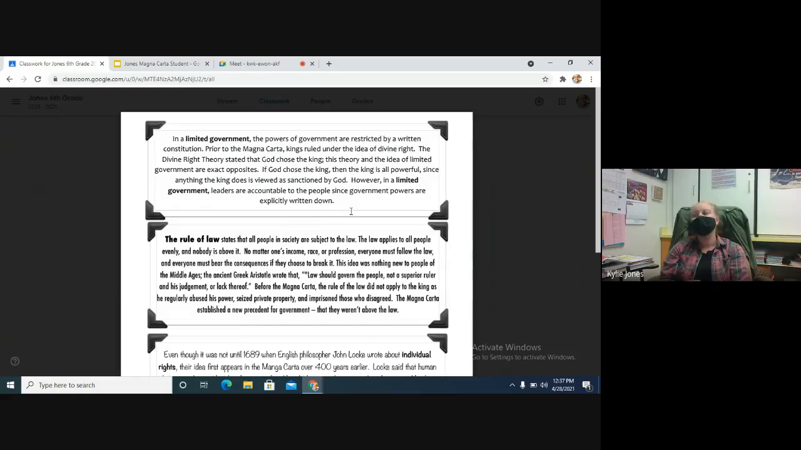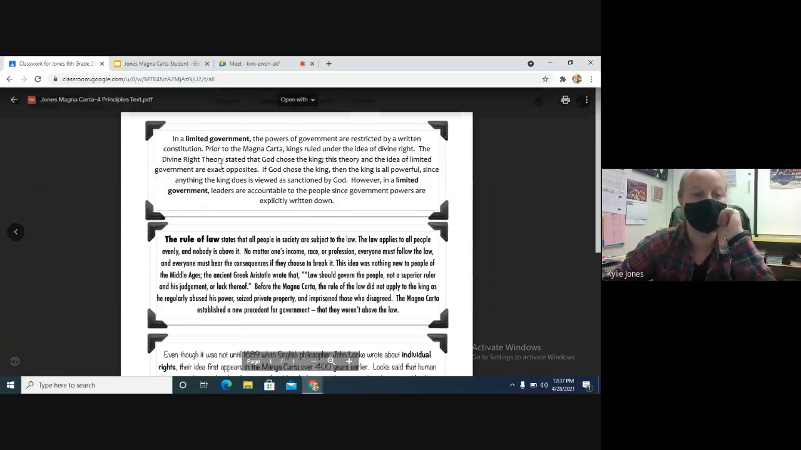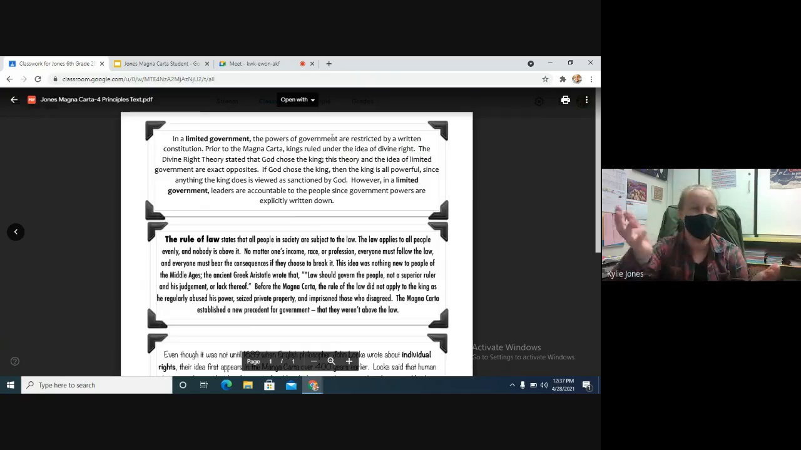So, first one, in a limited government, the powers of government are restricted by a written constitution. Prior to the Magna Carta, which is the document, kings would rule under the idea of divine right. The divine right theory stated that God chooses the king. This theory and the idea of limited government are the exact opposite. If God chose the king, then the king is all powerful, since anything the king does is viewed as allowed by God. However, in a limited government, leaders are accountable to the people since the government's powers are explicitly written down.